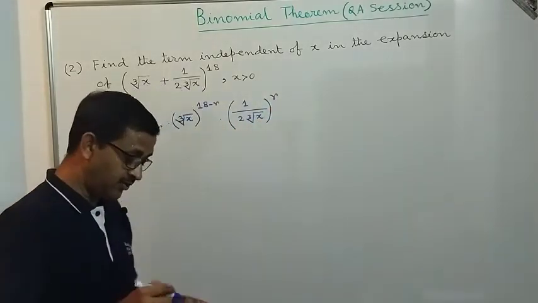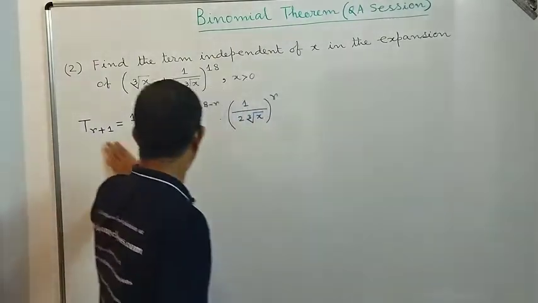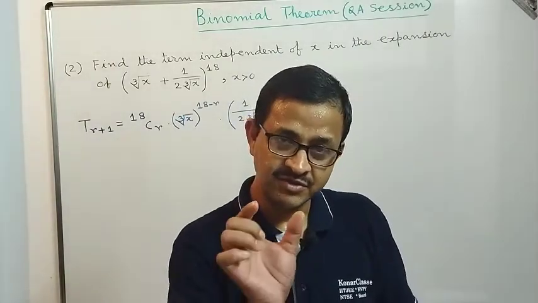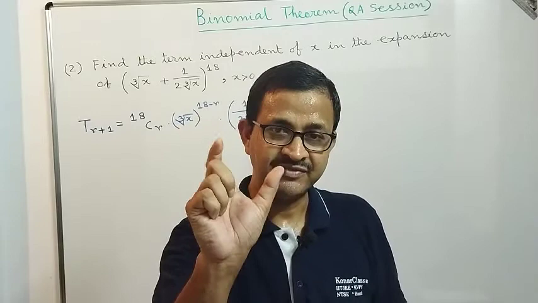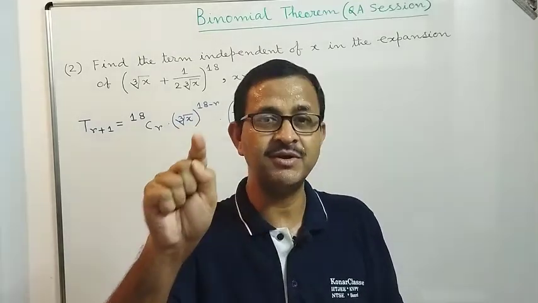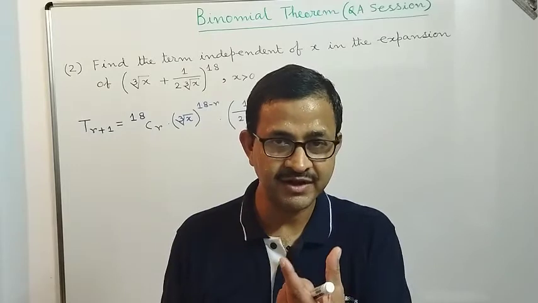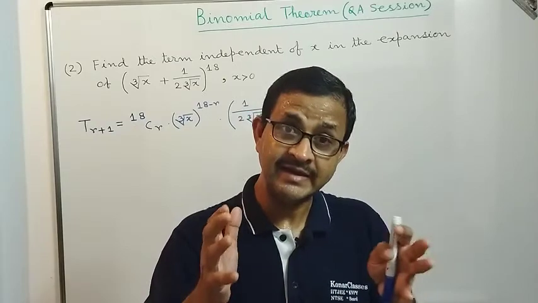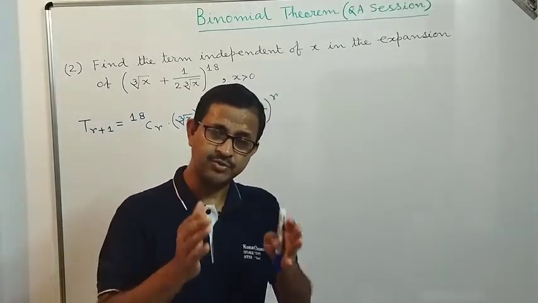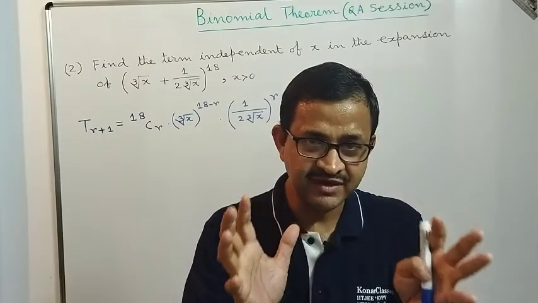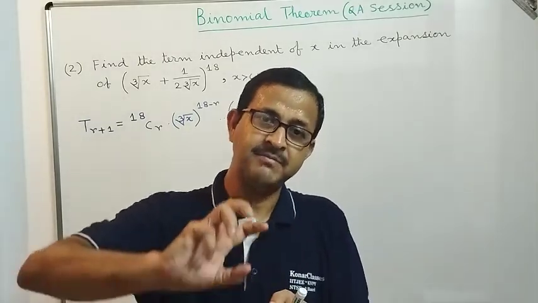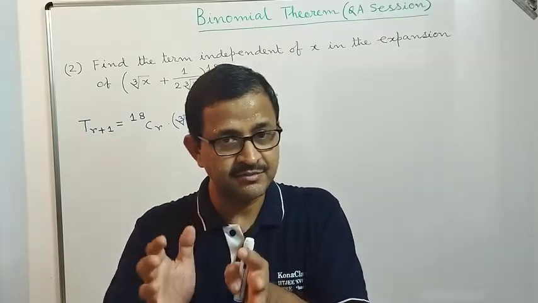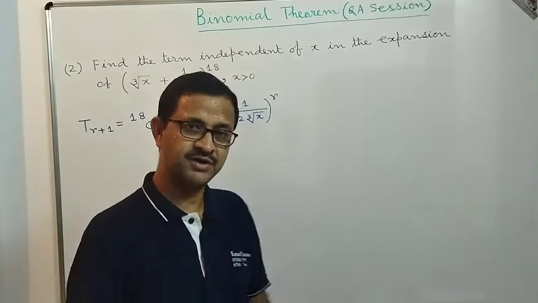Correct. Now if this term is independent of x, how can we say it is independent of x? We will get x power something, and that something we will equate to 0. Then finally we will get x power 0, and x power 0 is 1. So finally the term will be independent of x. So that should be our approach: to express this entire term as a term which is independent of x and a term which is x power something. Okay, so let's do this.